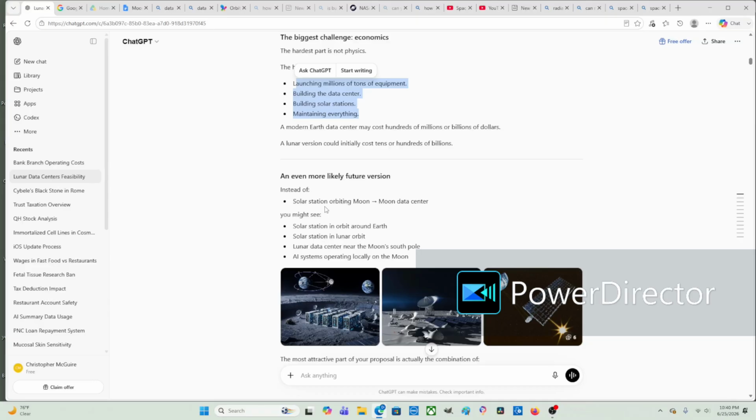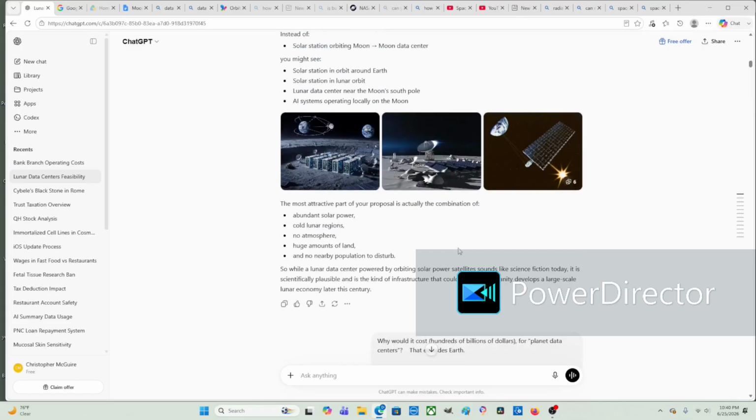An even more likely future, so right here, instead of having a solar station orbiting the moon data center, you might see a solar station in orbit around Earth, a solar station in orbit around the moon, a lunar data center near the moon's south pole, AI systems operating locally on the moon. Basically, just whatever.